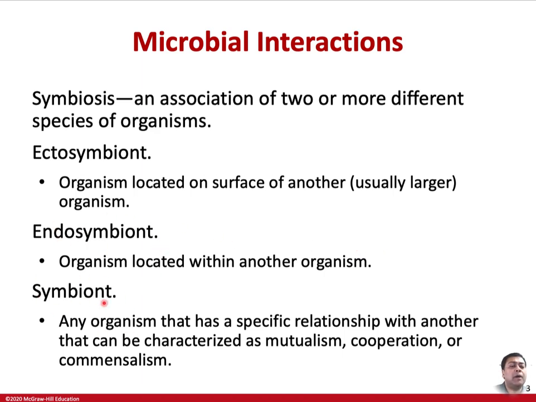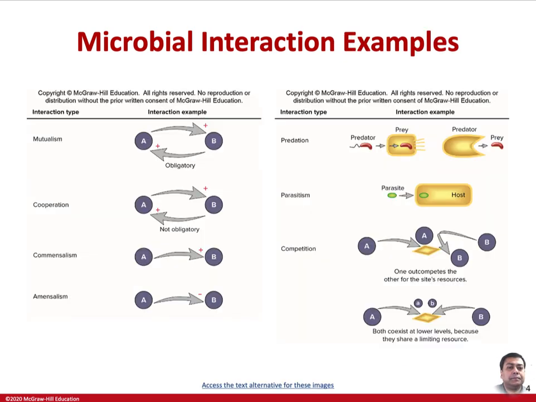So what is the relationship of the symbiont? A symbiont is any organism that has a specific relationship with another that can be characterized as mutualism, cooperation, commensalism, but there are others: amensalism, predation, parasitism, and so on.